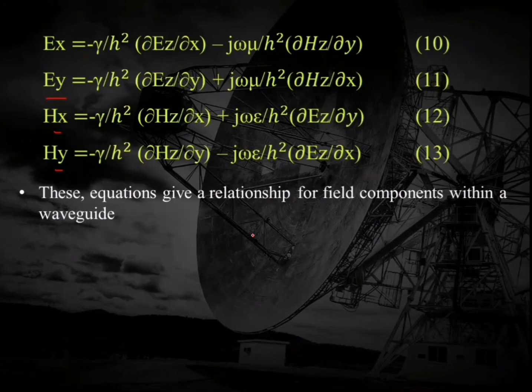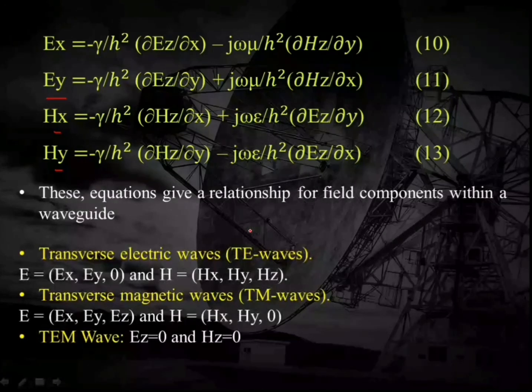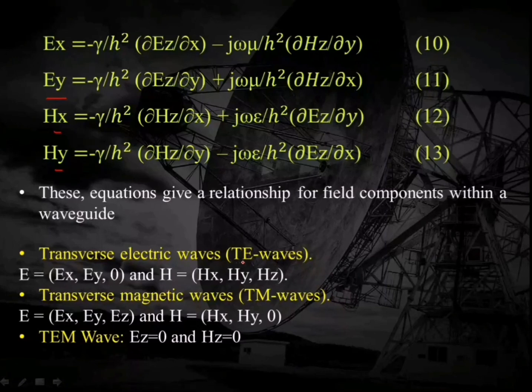Now, if we have to derive it for the TM wave or for the TE wave, as we know, in the TE wave, the transverse electric components are there. It means the Ez component must be there if it is propagating in the Z direction.